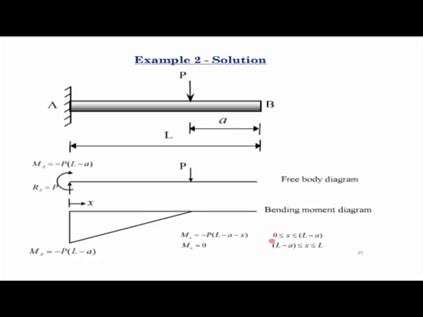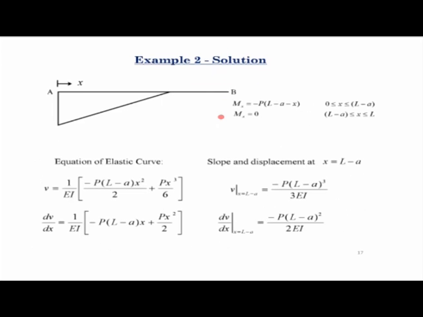Notice that if you write the moment function, it will have two equations. For x between 0 and L minus A, it is minus P into L minus A minus x. And when x is greater than L minus A and less than L, the moment is equal to 0. Now, to solve for the elastic curve of this beam using the double integration method, there are two sets of moment functions we have to consider. One is valid for x greater than 0 and less than L minus A, and the other for x greater than L minus A and less than L.